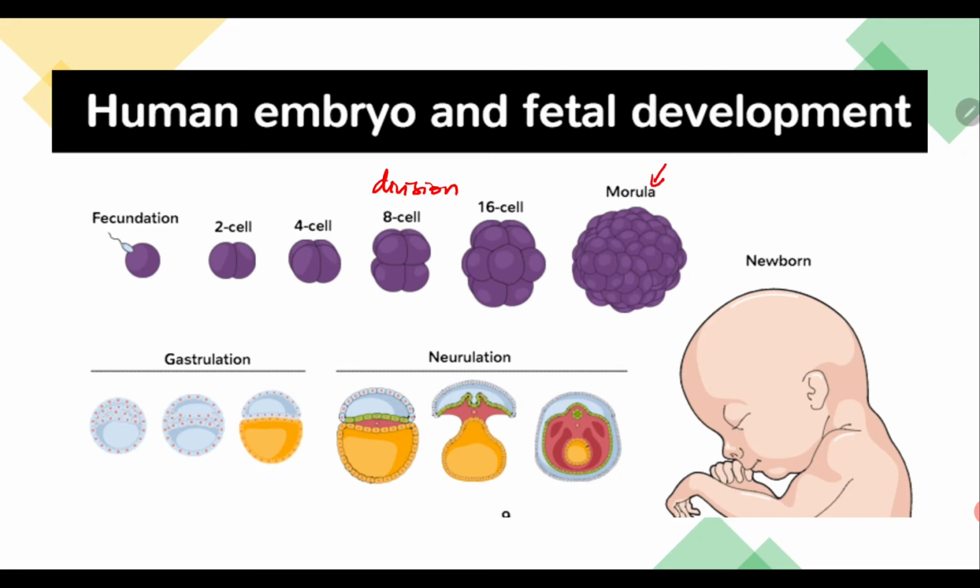From this ball of cells, it further develops in the next process called gastrulation. The focus of gastrulation is layers, layering. And eventually there will be neurulation, which we are not going to discuss any further in this syllabus. However, basically it focuses on the development of the neurons and obviously the nervous system, and a newborn is completely formed at the end of the process.